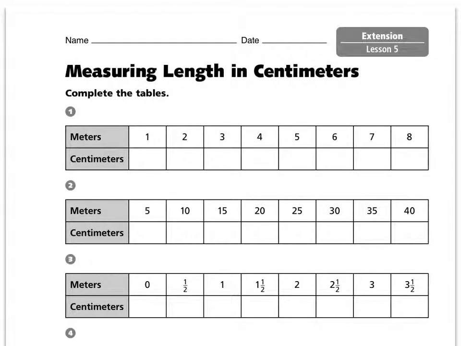Let's look at Chapter 9, Lesson 5, Extension. Complete the tables. It looks like I'm going from meters to centimeters, so I need to have a conversion chart first. I know that 1 meter is going to equal 100 centimeters. But I also need to convert backwards, and I know that 1 centimeter is going to equal 1/100th of a meter. So 0.01.